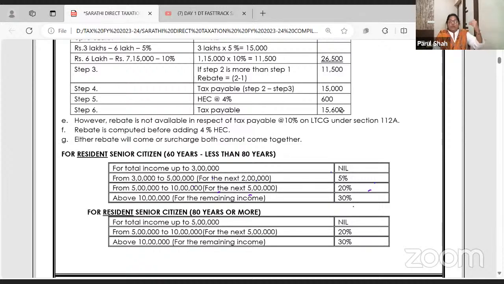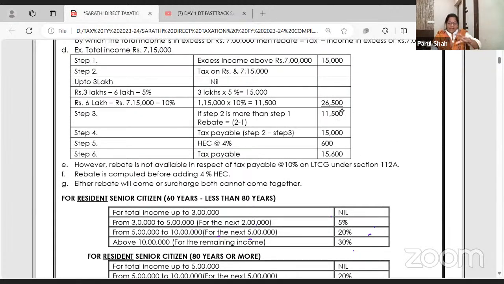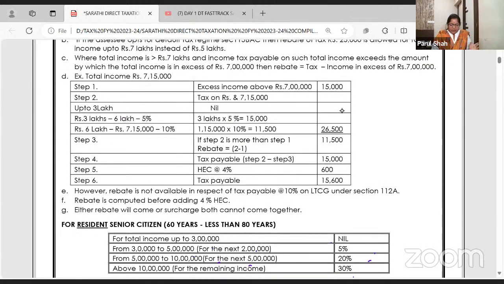Above 10 lakh. Super senior citizen, 80 years and above. Up to 5 lakh, basic exemption. Then 5 lakh to 10 lakh, it's not 5%, directly 20%. 10 lakhs and above, 30%. These are already there since years. But now they are called, if you opt out of the default tax regime, you follow this.